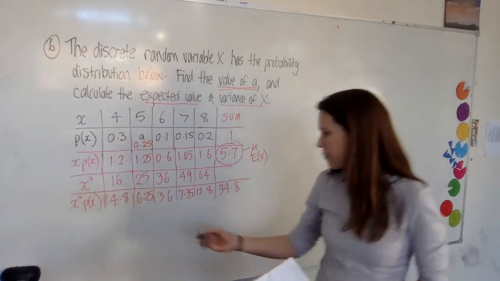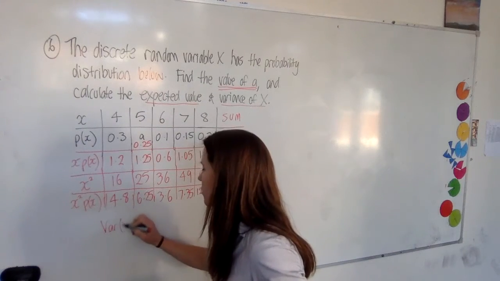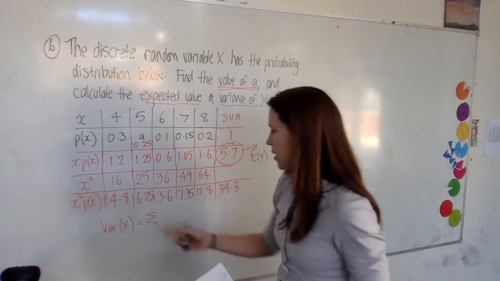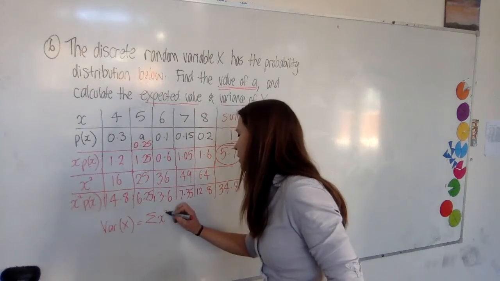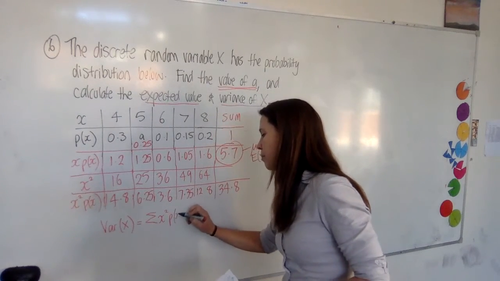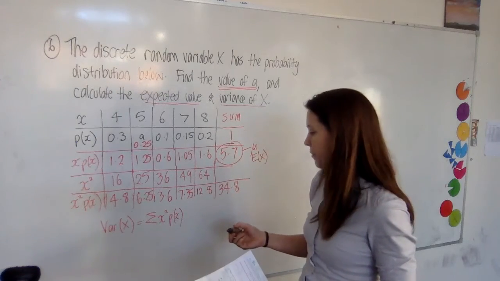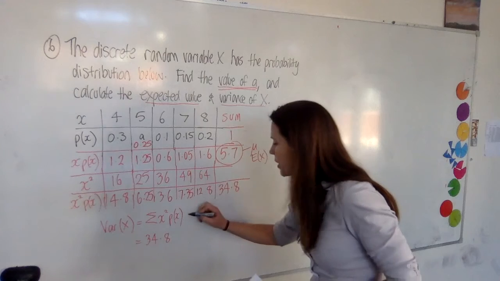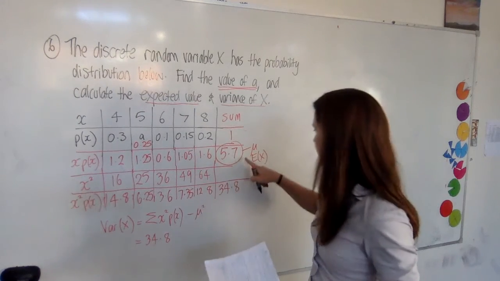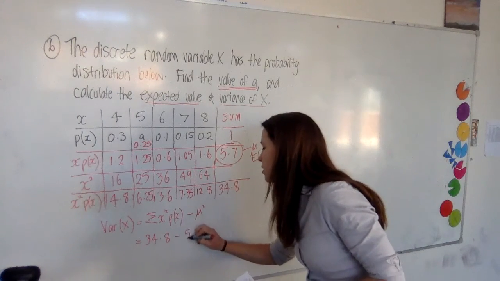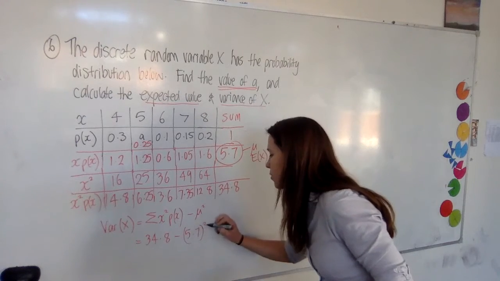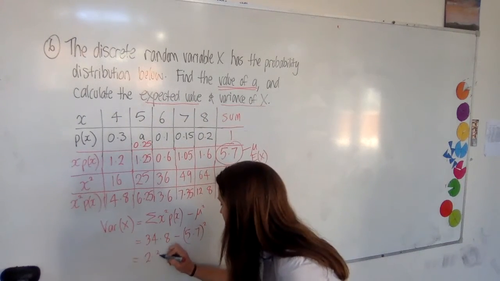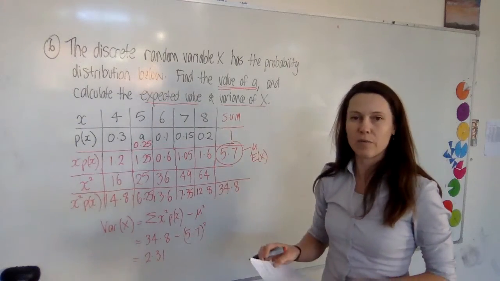Now, what to do with them? Well, the formula that we're using says that we need to find the sum of all the x squareds multiplied by their probabilities. We've done that. That gives us 34.8. And then we need to subtract mu squared. Now, we know what mu is, it's 5.7, so we need to take off 5.7 squared, and you should get 2.31 as your variance.